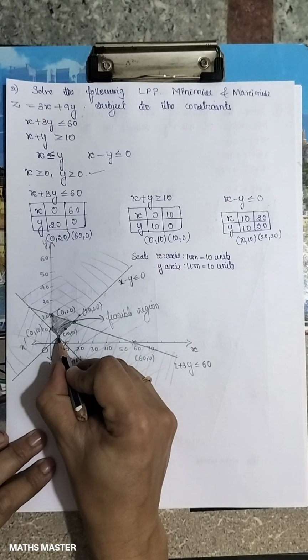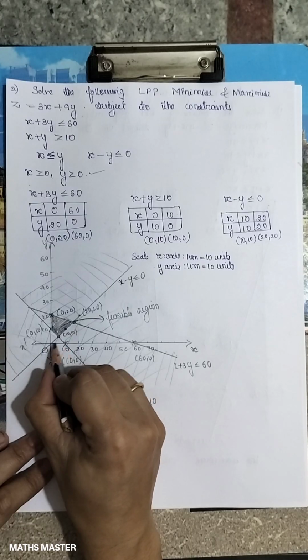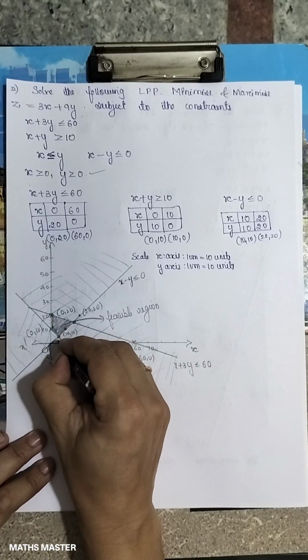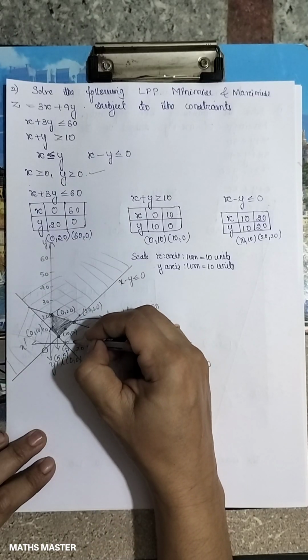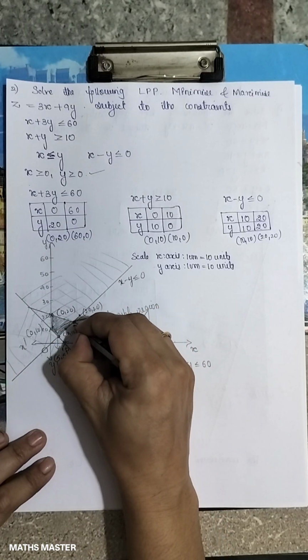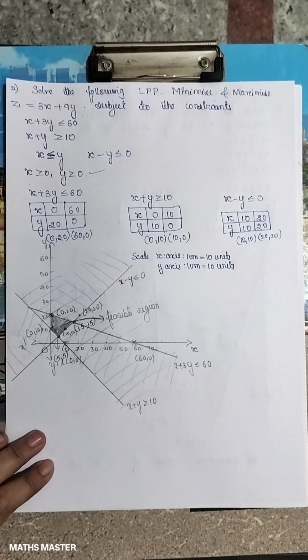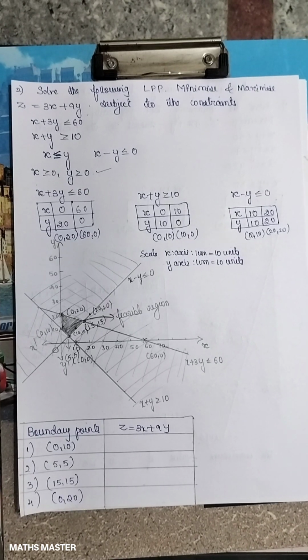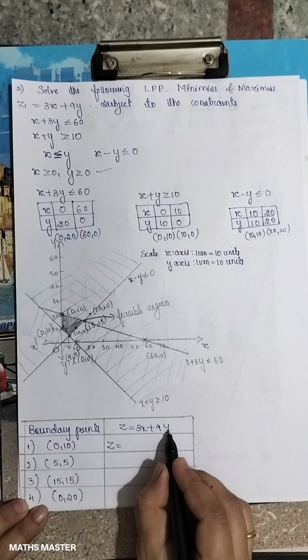Here, in between 0 and 10 it is 5. So here also this is 5. So the boundary point is 5, 5. Here 15 and 15, we can easily see the boundary point 15, 15. So I will list down all the boundary points and find the corresponding z value. Since there are 4 boundary points, I have listed all of them: 0, 10, 5, 5, 15, 15, 0, 20. Now we'll substitute in the place of x and y and find the z value.